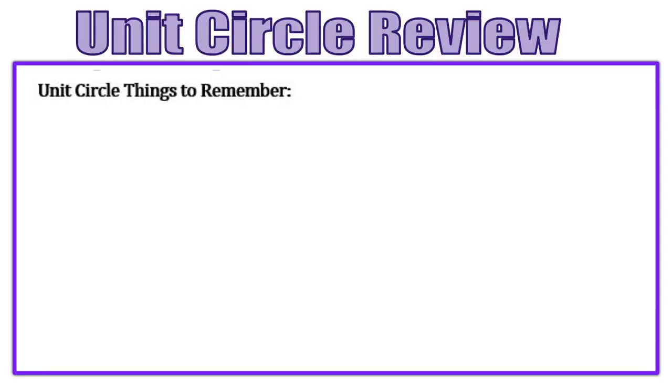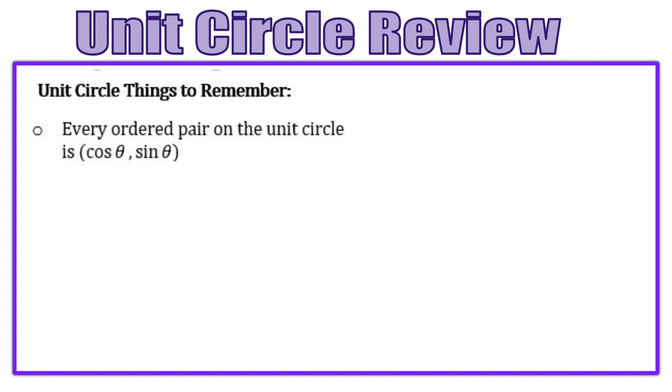So let's start off by listing some things that we should already know or be familiar with about the unit circle in general. So first of all, we want to remember that every coordinate on the unit circle is of the form cosine theta, comma, sine theta. So the x-coordinate is the cosine of theta and the y-coordinate is sine of theta. This is only true if the coordinate is on the unit circle. So if we look at problems from the previous lesson, if we were given the coordinate 2, 3, that doesn't apply because that's not on the unit circle.